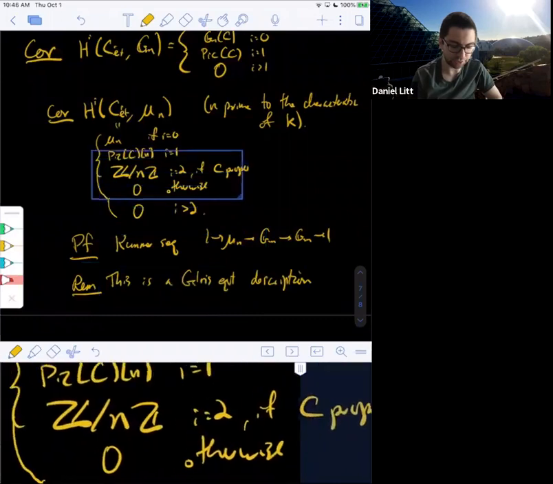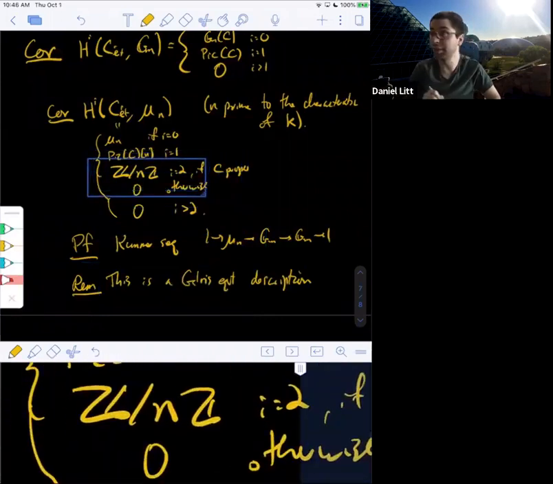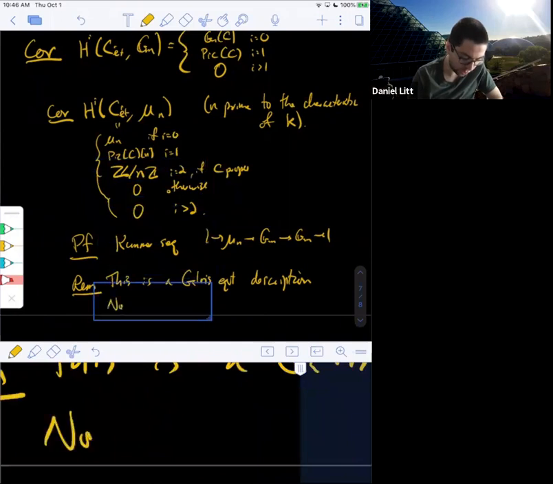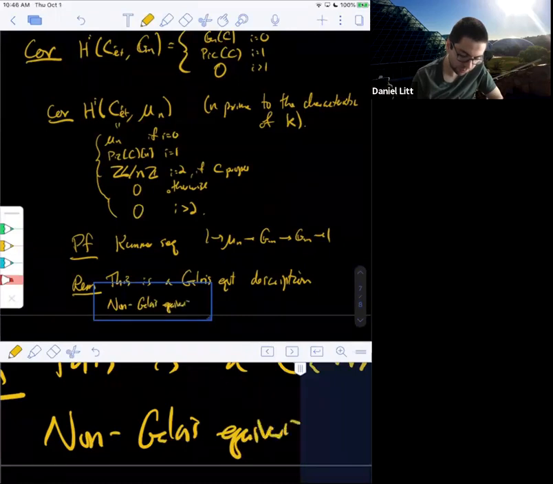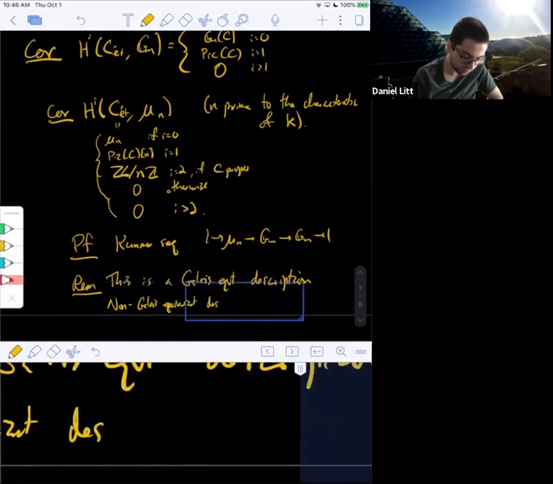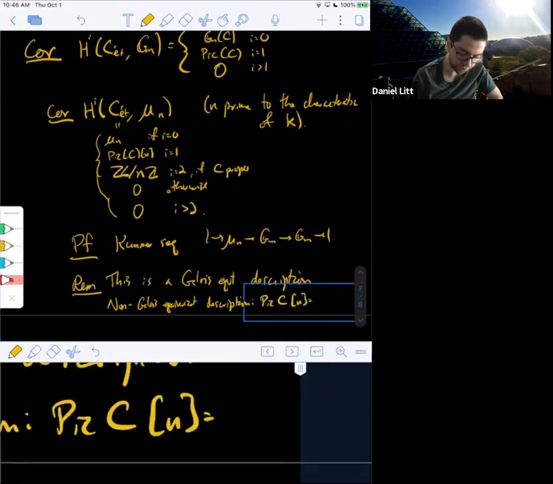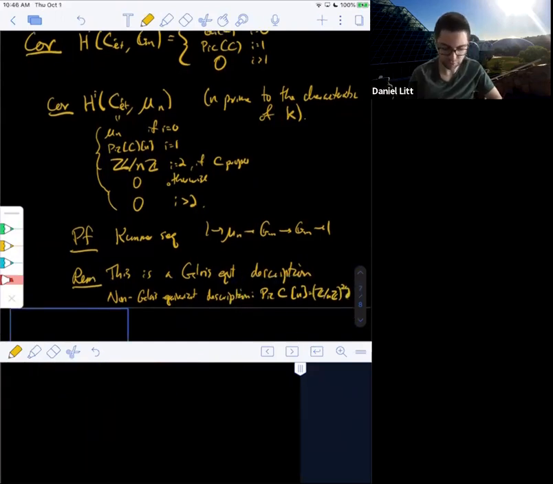So why is that? Well, the content maybe is that, for example, Galois acts trivially on H2, but that follows because it acts trivially on the component group of the Picard. Great. But if you want a non-Galois equivariant description, we said this before, Pic C n-torsion is just Z mod nZ to the 2g. Okay, so we get it.